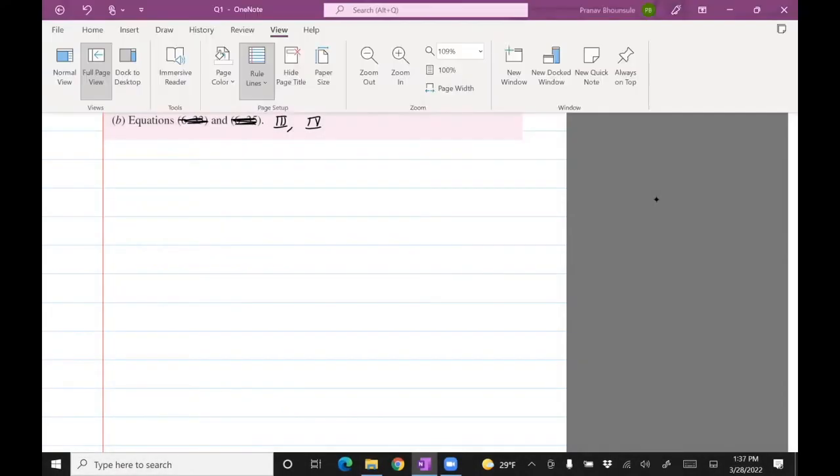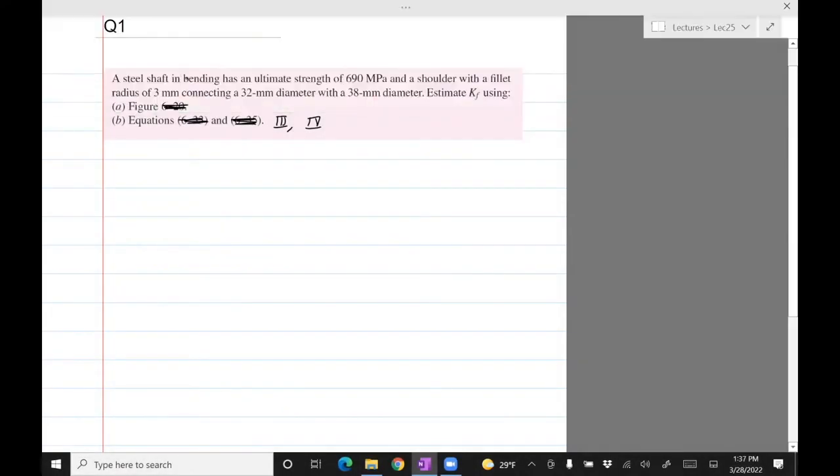Steel shaft in bending has an ultimate strength of 690 MPa and a shoulder with fillet of 3 mm connecting a 32 mm diameter with a 38 mm diameter. So what's going on here is basically like this. This is 38. This is 32. So there's a 3 mm fillet at both edges.